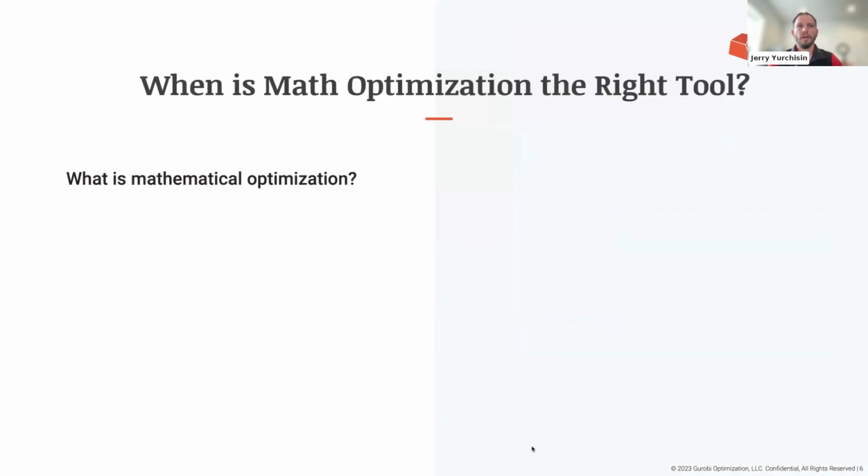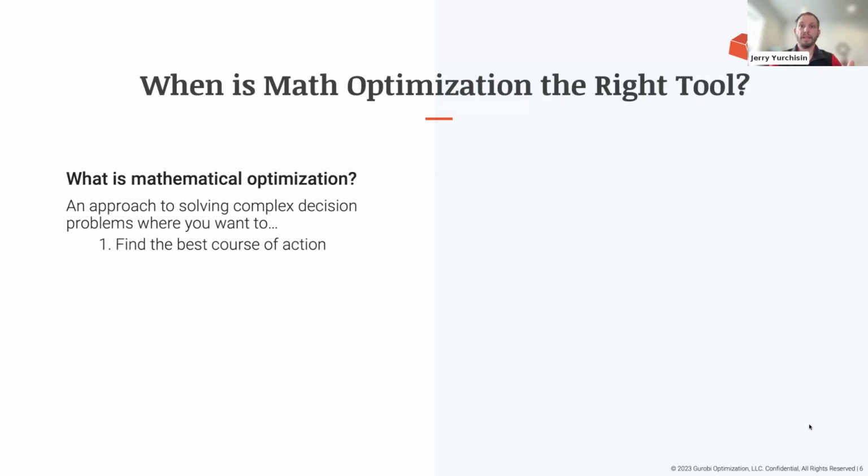So now that we know that people use mathematical optimization, and that it's part of this broader AI toolkit that you should have ready for yourself and your team, when is it the right tool? Well, let's talk about some of the key characteristics of mathematical optimization so you can understand when these problems pop up for you. Mathematical optimization is an approach that you use to solve very complex decision problems where you want to find the best course of action.